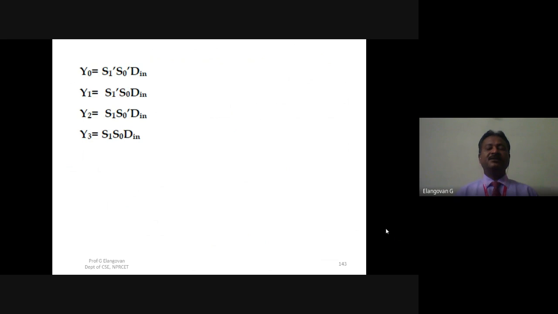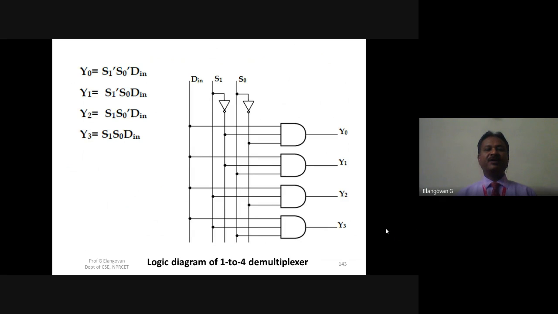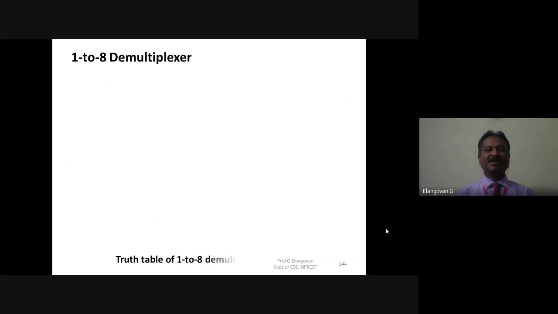If you simplify, Y0 is active high only when S1 dash, S0 dash, D in, and similarly for the others. This we can draw in a simple logic circuit. So this is the 1:4 demultiplexer. The D in will appear at either Y0, Y1, Y2 or Y3, depending on the signals S0 and S1.